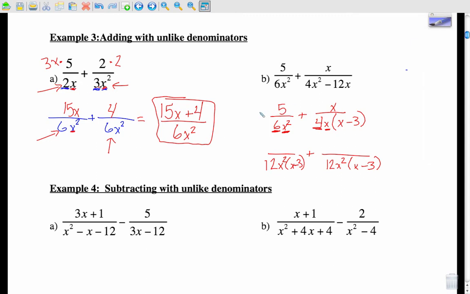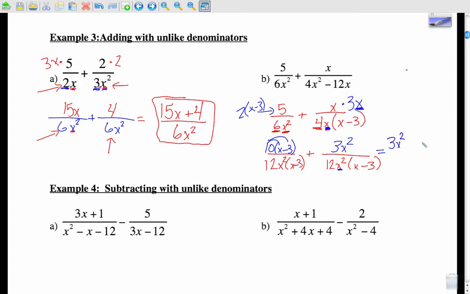Now I just have to go through and ask myself the same question that I did before, which is, what is missing in order to get it to be this denominator? Well, this one right here is missing a 2, because 2 times 6 is 12, and it's missing an x minus 3. This one here is missing a 3, and it already has the x minus 3, it's missing 1x, because x times this x will give you this x squared down here. Multiplying these, this turns into 10 times x minus 3, and this one will turn into 3x squared.